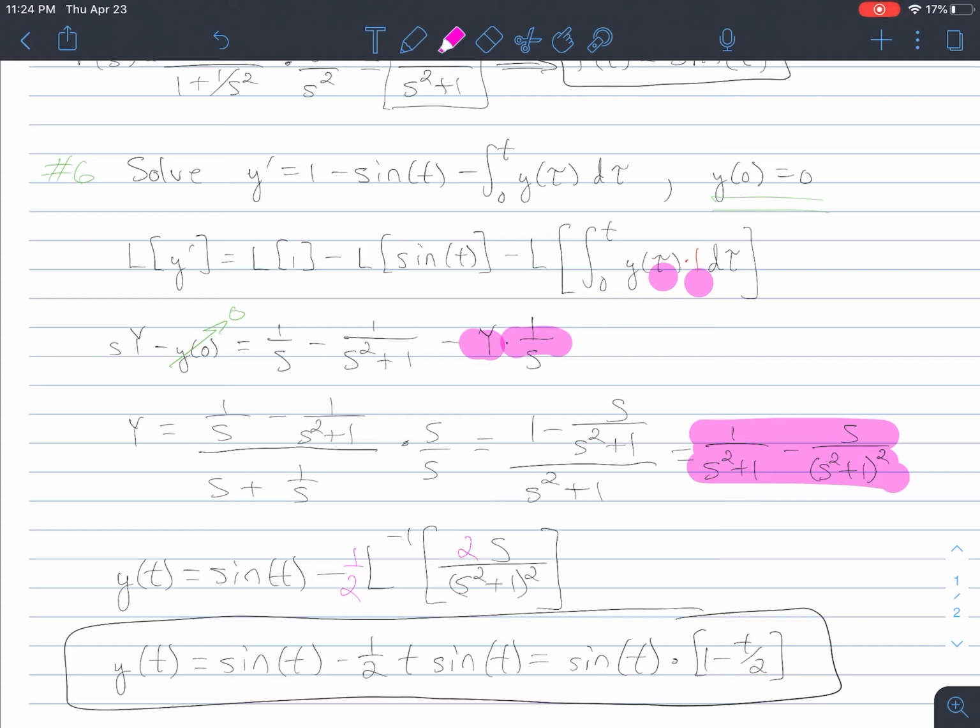And so we've got sine of t minus 1/2 t sine t. And you could factor out the sine of t if you want, but it's fine to leave it like this. And that would be our solution.